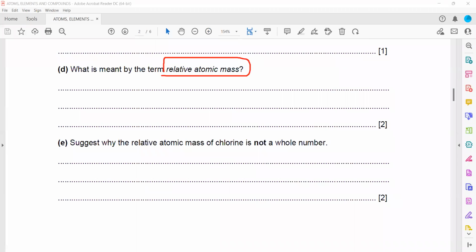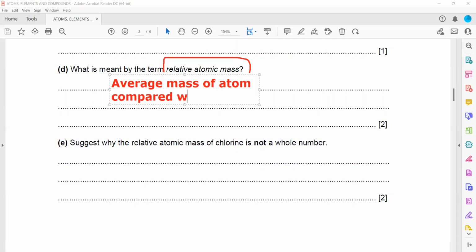Like when we compare the mass of a substance with carbon-12 or carbon atom, the average mass of an atom which is compared with carbon-12, that is known as the relative atomic mass. So 1 mark is for mentioning average mass of an atom, and the 2nd mark is for mentioning carbon atom. This is a standard definition of relative atomic mass.